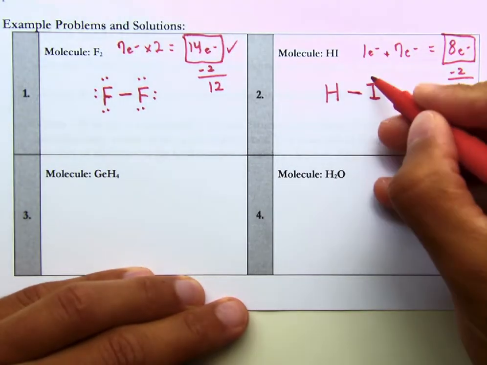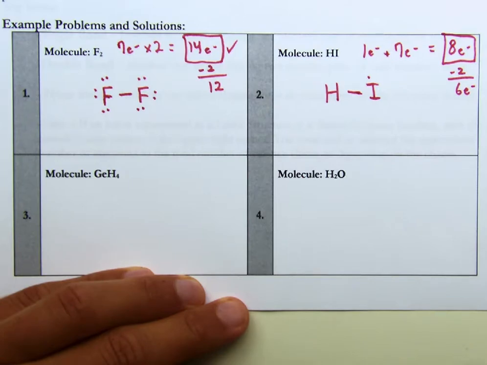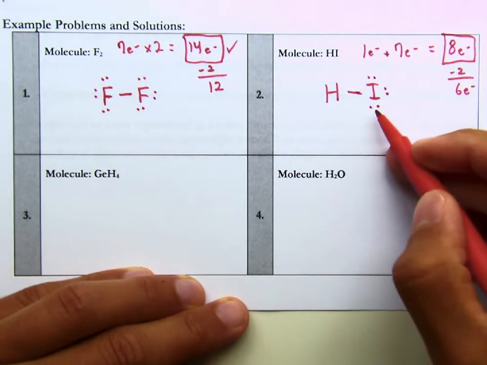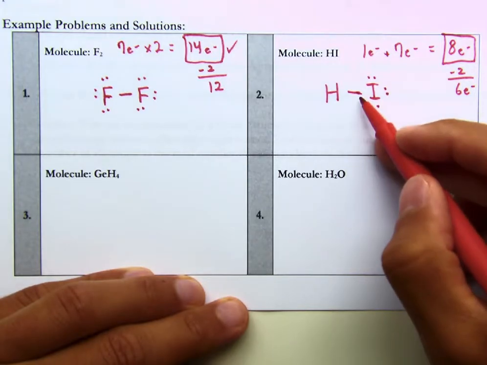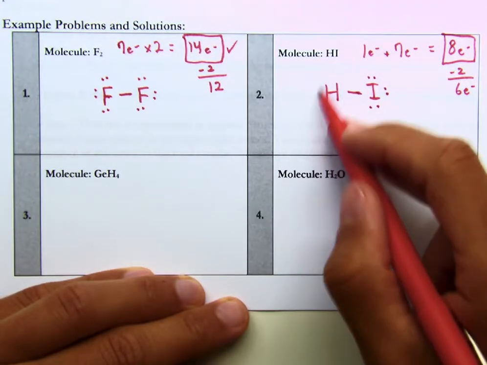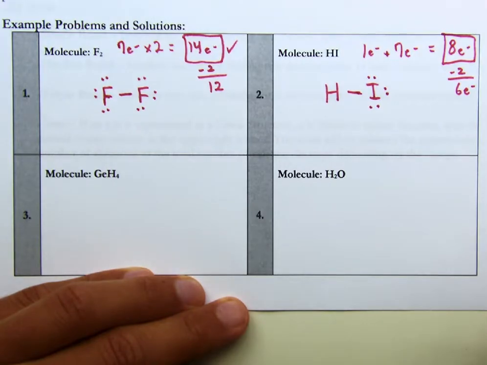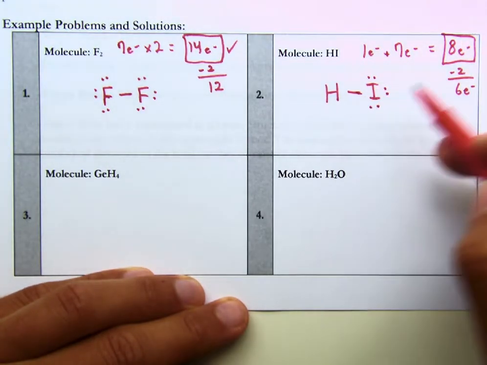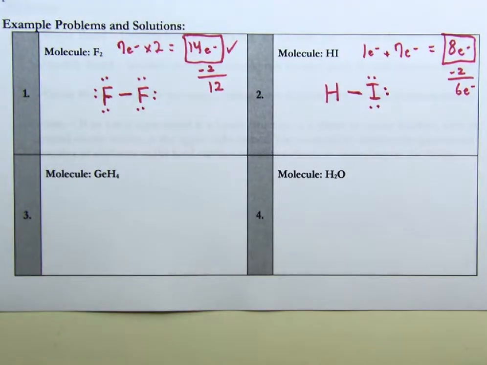These 6 electrons are all going to go on the iodine. So now the iodine has 2, 4, 6, 8. The hydrogen has 2, so they both have their octets and duets fulfilled. And the total number is 2, 4, 6, 8. This is your valid Lewis structure.